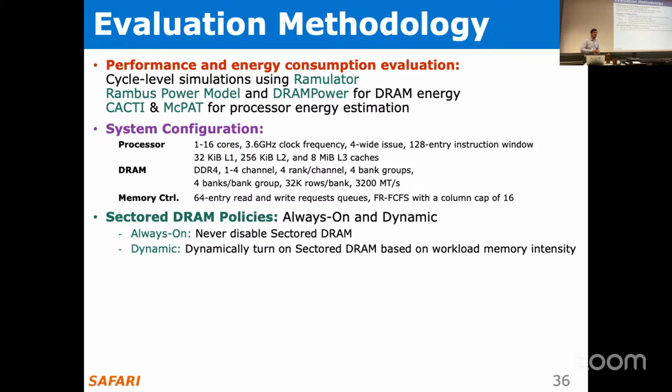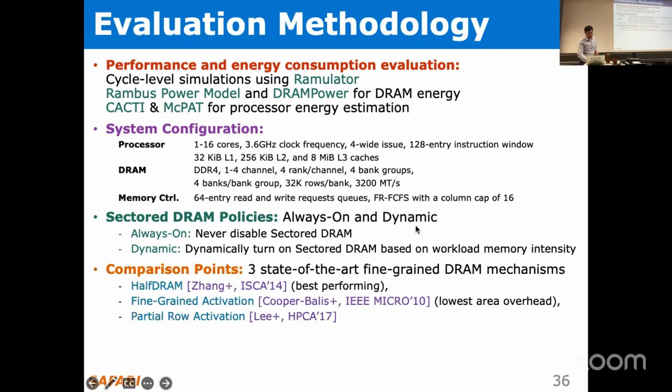Specifically, what we implement is you look at your memory request queue occupancy. If it's higher than the threshold, you turn sector DRAM on, like on average across a large quantum. If the occupancy is high, that means you have a lot of memory requests coming. So you turn sector DRAM on. If not, you turn it off. It will become clear later why we do this.